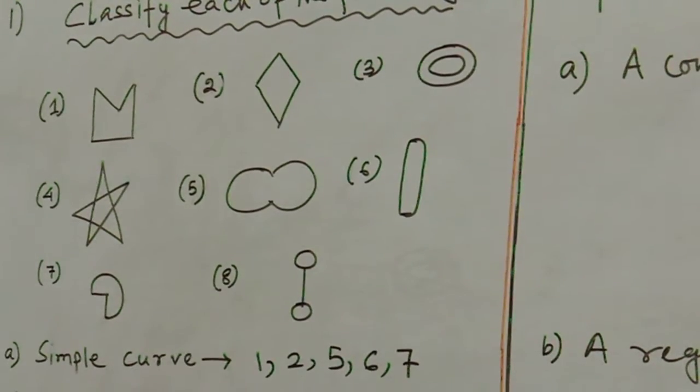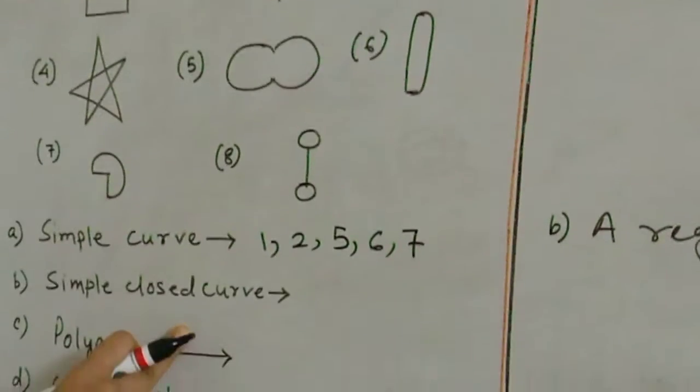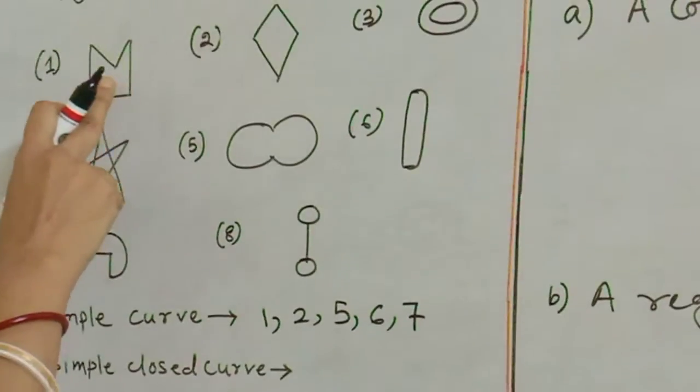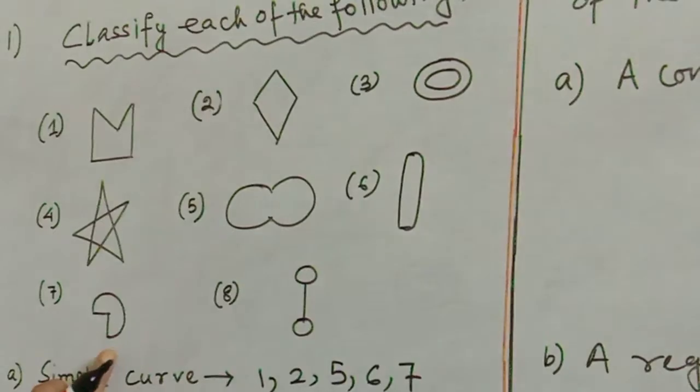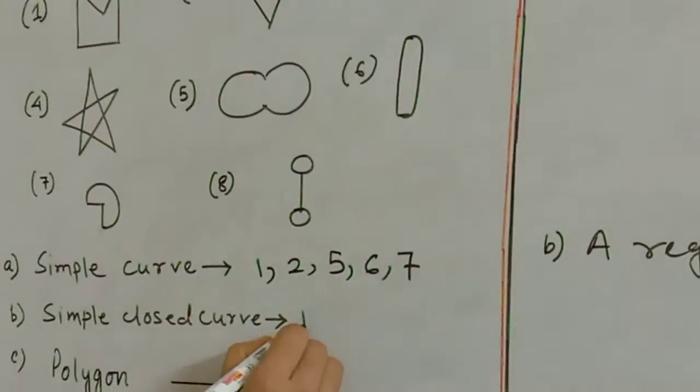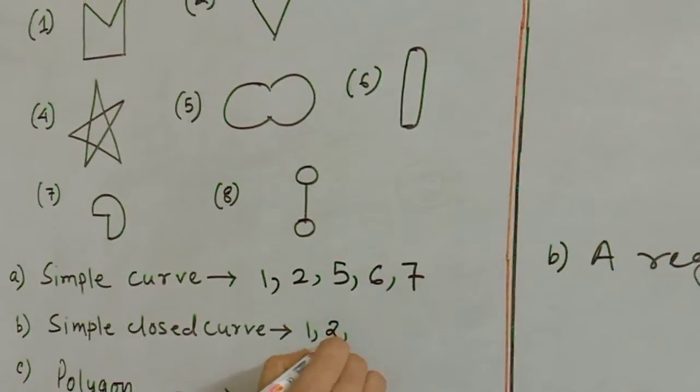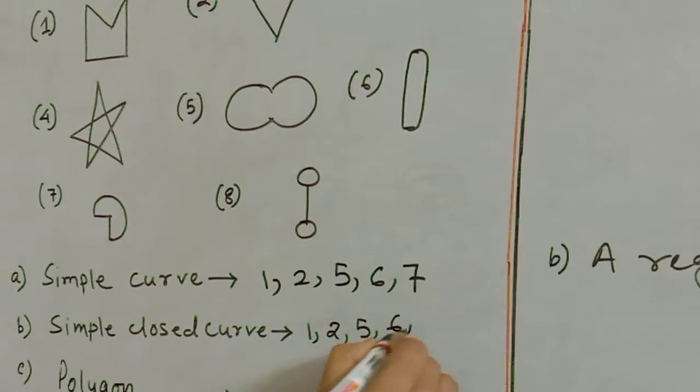Now, simple closed curves: same ones, they are simple closed also. 1, 2, 5, 6 and 7. They are simple curves as well as closed curves.